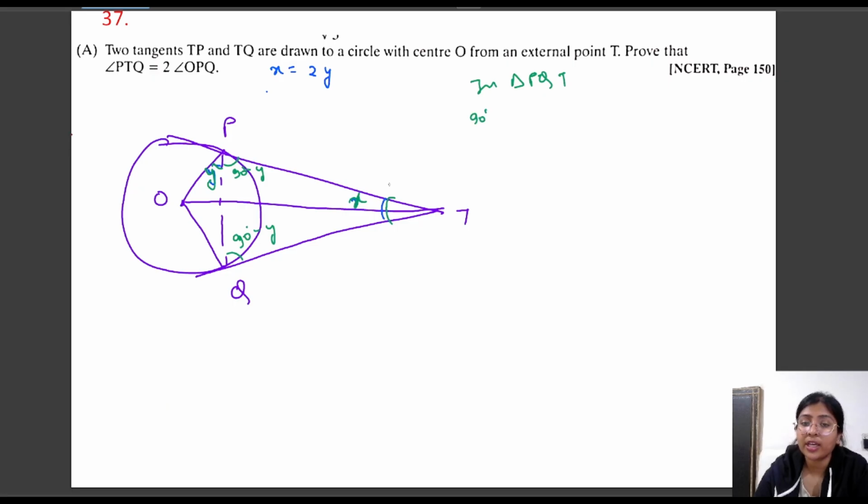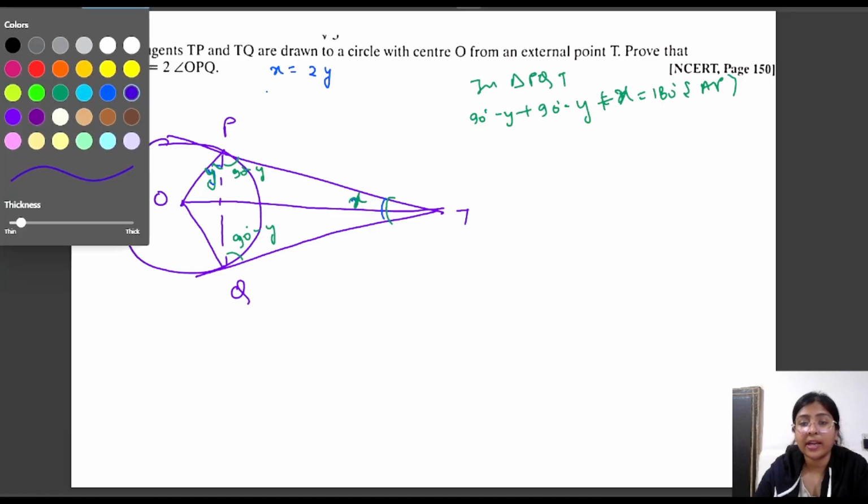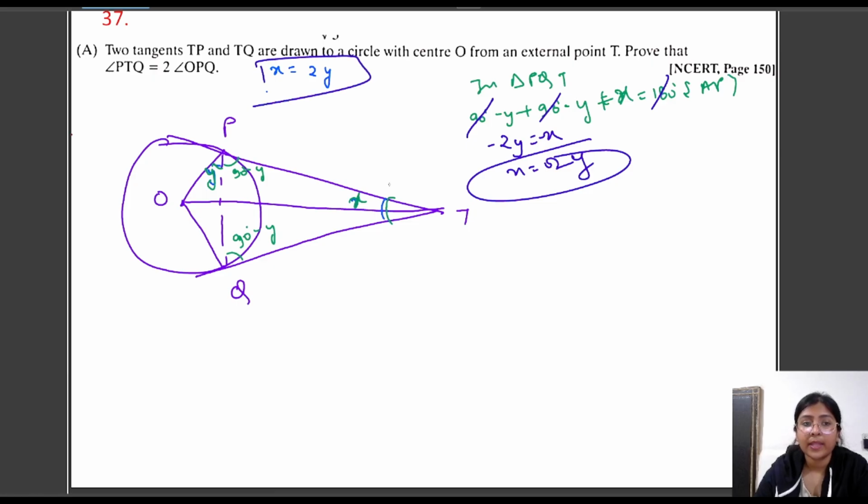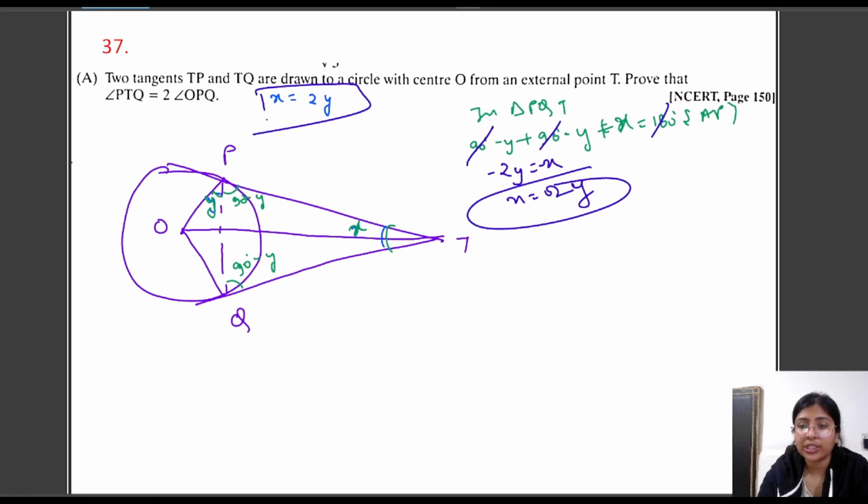Yes. In this triangle PQT, we can apply the angle sum property. So we will have 90 minus y plus 90 minus y plus x is equal to 180 degree by the angle sum property of a triangle. So the 90s and 90s and 180 cancel each other. So you will have minus 2y plus x equals 0. So the value of x is 2y. Yes or no? So the value of x is 2y. Hence the question is proved. Okay, learners, any doubt in this question? No?